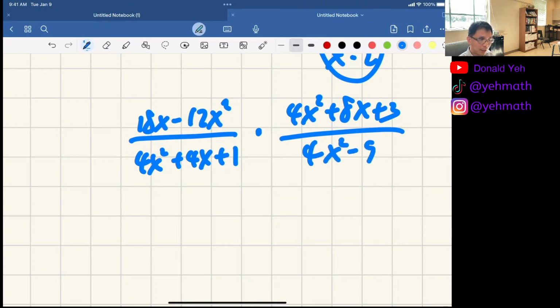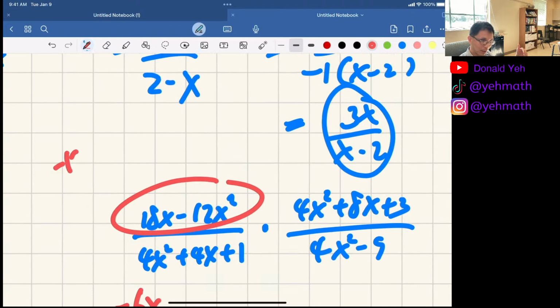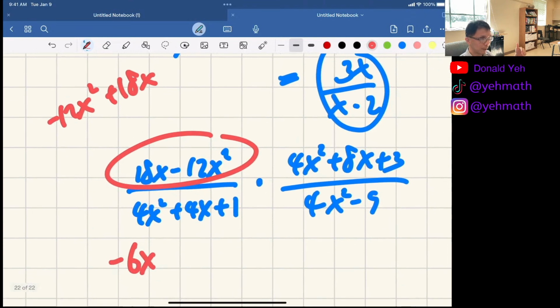Okay, so for me, the biggest problem is actually right here, because they didn't write it in the correct way. They should have written negative 12x squared plus 18x. So for me, I will actually factor out a negative 6x. Why? Because the leading coefficient is negative. So if you normally write it like this, it should be negative 12x squared plus 18x. Now to help you in the future, if this is negative, take out a negative. So if you take out a negative, it's gonna be 2x minus 3.